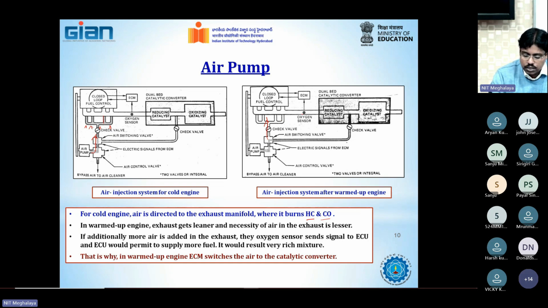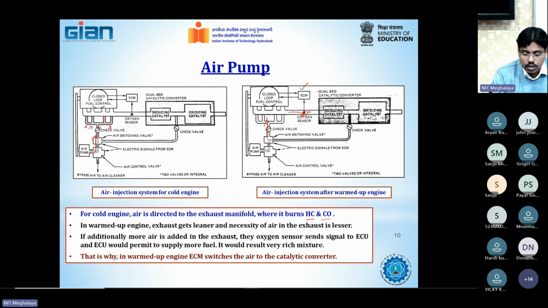There will be an oxygen sensor present in the exhaust. It will get information that a higher amount of oxygen is passing through the exhaust manifold. That means the mixture is very lean. So it will give the ECM a signal to supply more fuel into the engine, which is not required. If you supply more fuel into the engine, it will make the mixture much more rich.